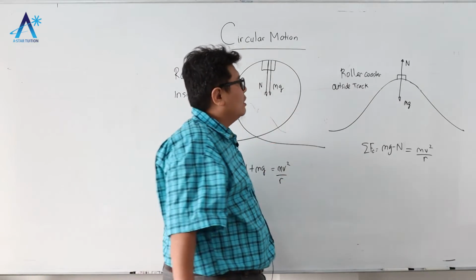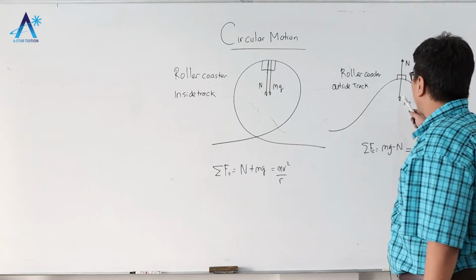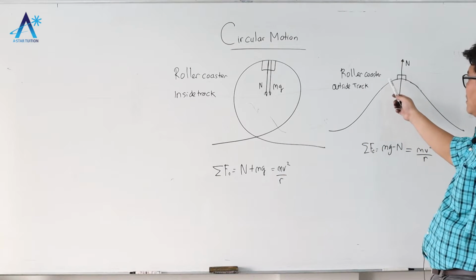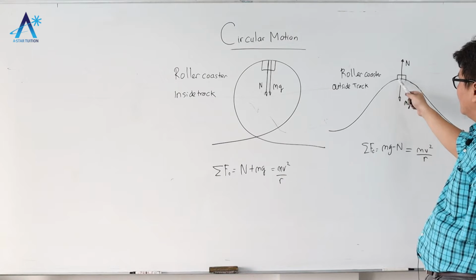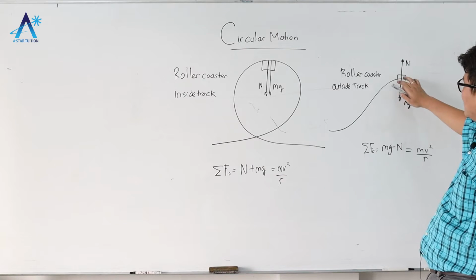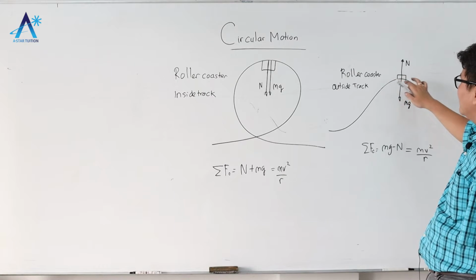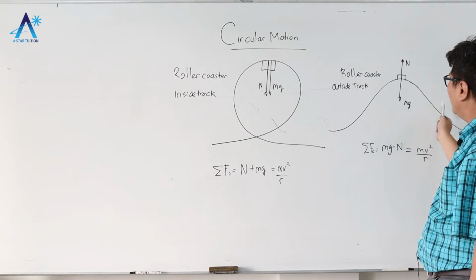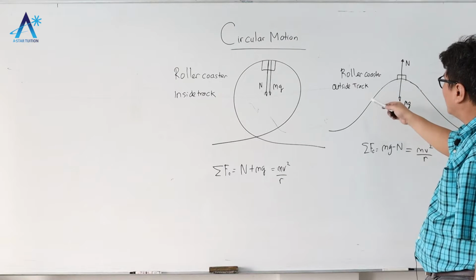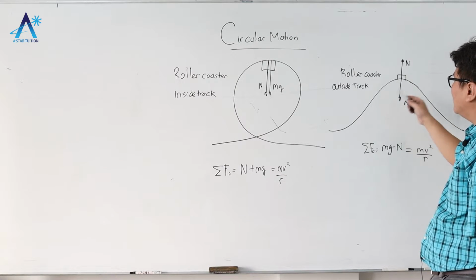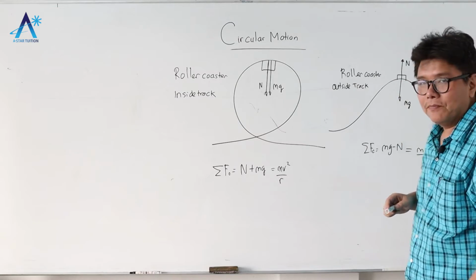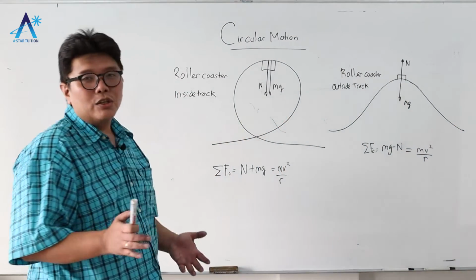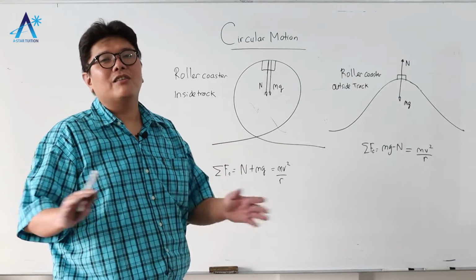Similar to this one, what is the condition upon which the car of the roller coaster can safely move through the track without ever losing contact? Now, we mentioned the contact, so it shouldn't lose contact. Once it loses contact, then it's not safe.